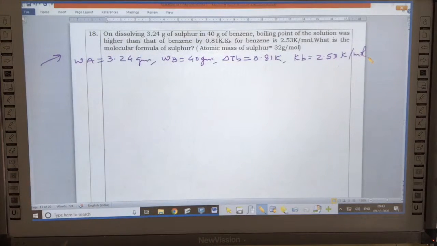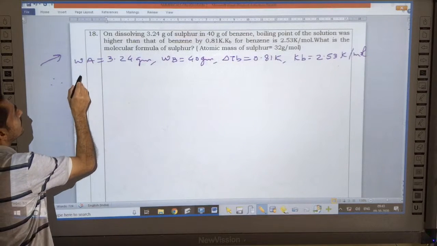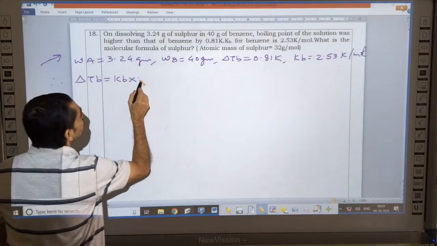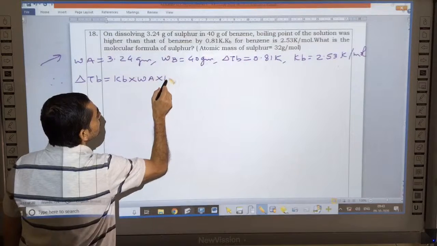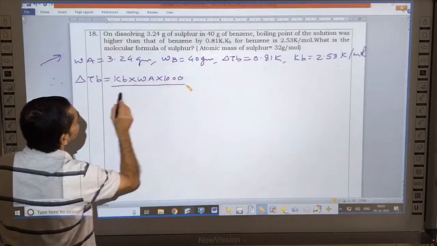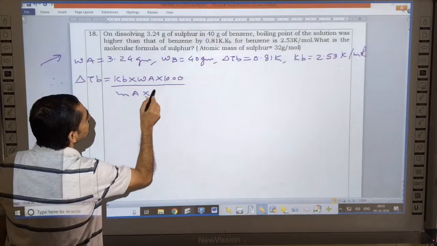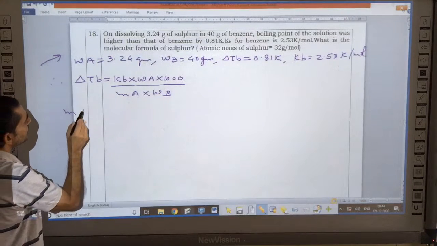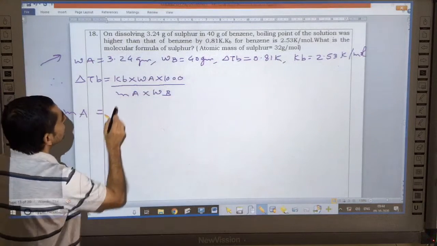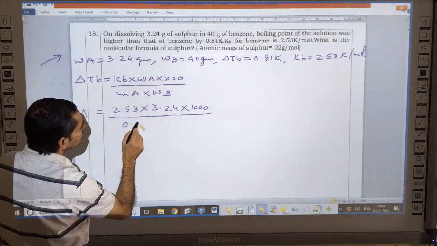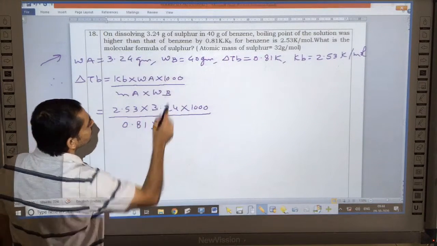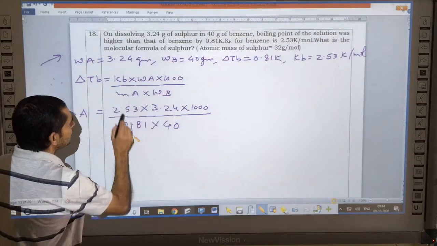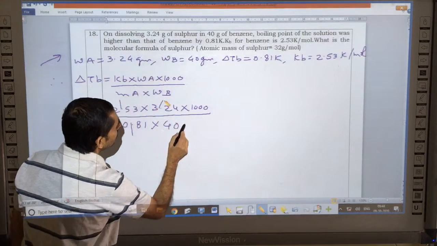What is the molecular formula of sulfur? First we will calculate the molecular mass. Therefore, you know this formula. Delta Tb is equal to Kb into Wa into 1000 upon molar mass into Wb. First, we have to calculate the molar mass of solute. Therefore, Ma will be equal to Kb into Wa into 1000 upon delta Tb, which is given, 0.81, into Wb, 40. Now you solve it.